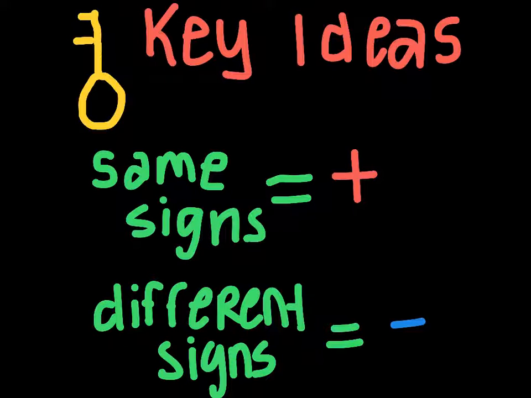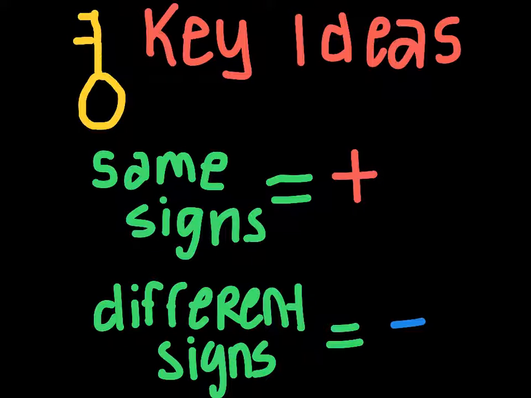Today's key ideas are the product of two integers with the same sign is positive, and the product of two integers with different signs is negative. And we learned in previous videos that integers is just like a fancier word for saying numbers. So basically, the answer, the product, of two numbers with the same sign will be positive.